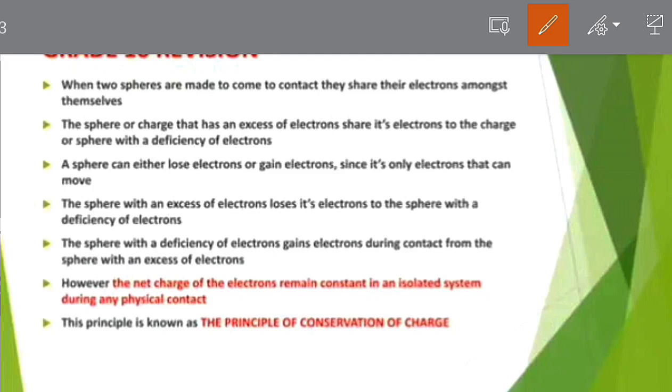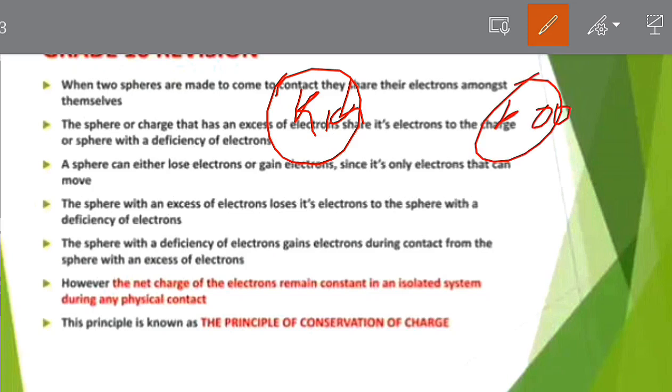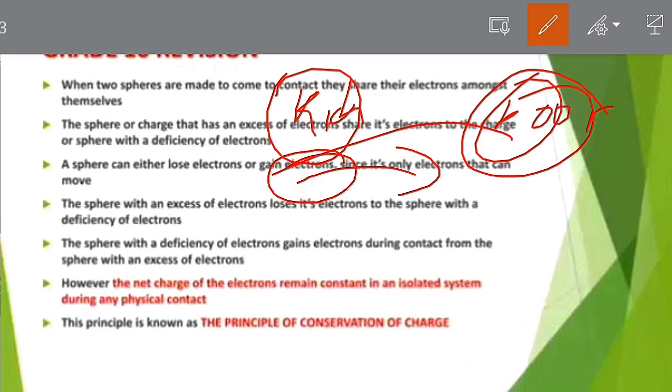So this is the case whereby we can make an analogy of a rich person giving to the poor, right? In this case, the rich will lose his assets or money to the poor, then the poor in turn will gain, right? So we say the sphere with a deficiency of electrons will gain the electrons during contact from the sphere with an excess of electrons.